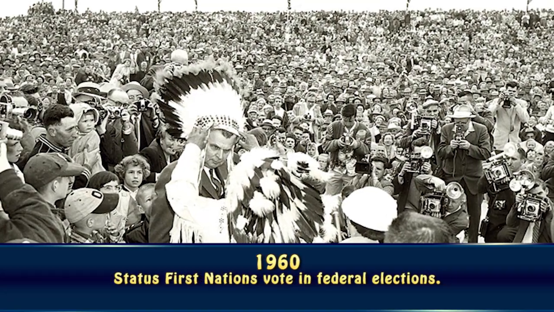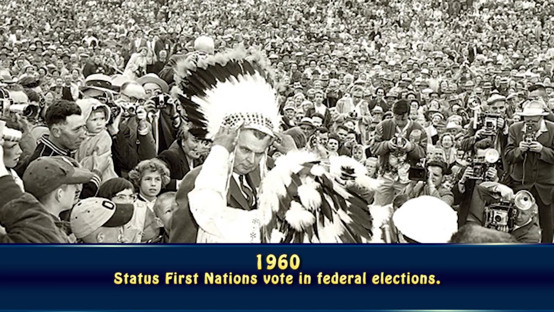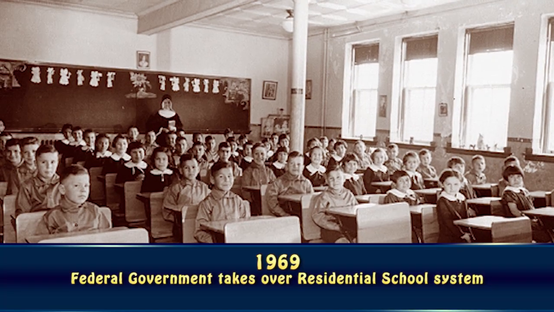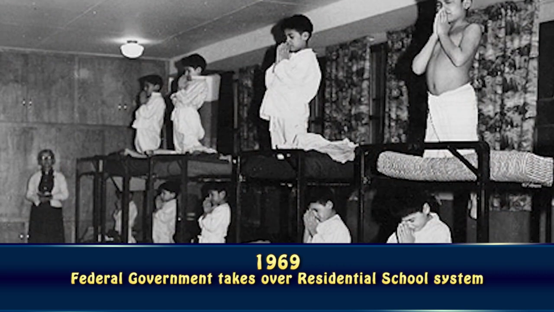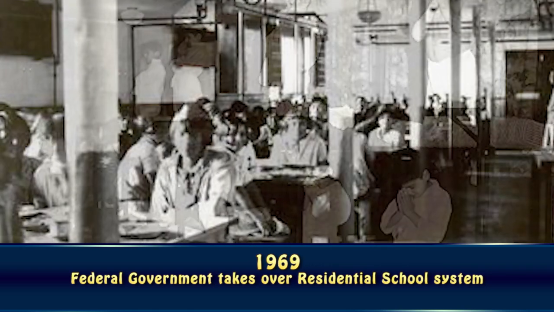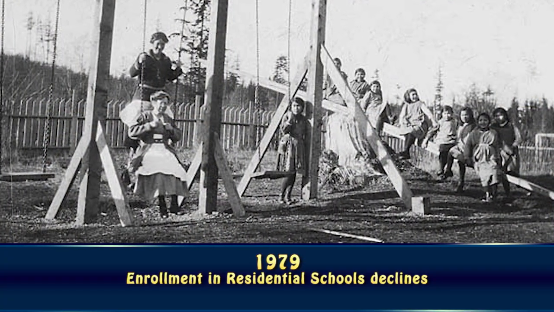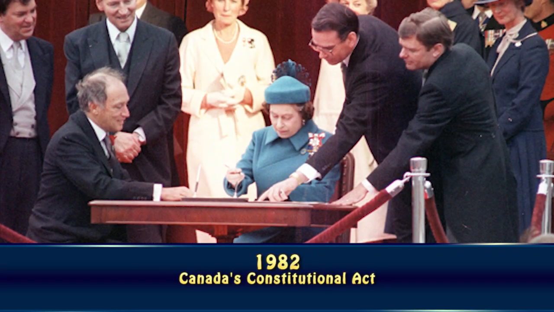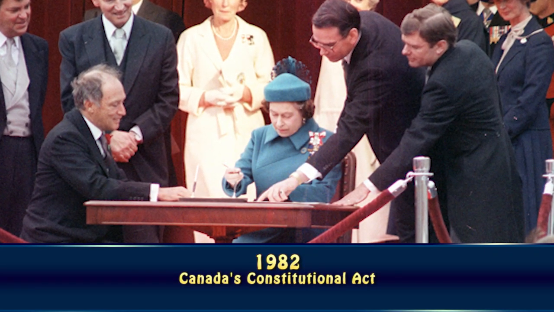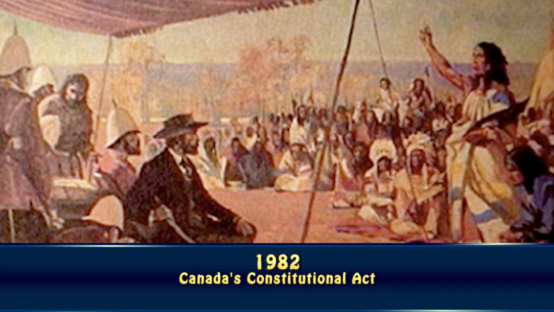In 1960, status First Nations in Canada were permitted to vote in federal elections. The partnership between the government and churches was brought to an end. All remaining residential schools come under federal control. By 1979, 1,200 students remain enrolled in 12 residential schools across Canada. With the repatriation of Canada's new constitution, the Act recognizes the British Crown responsibility to protect existing Aboriginal and treaty rights.